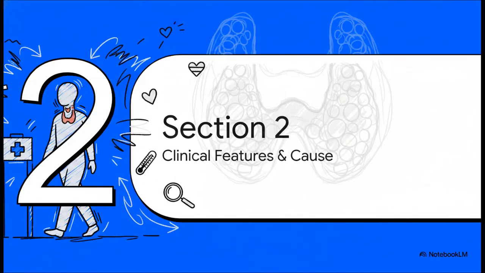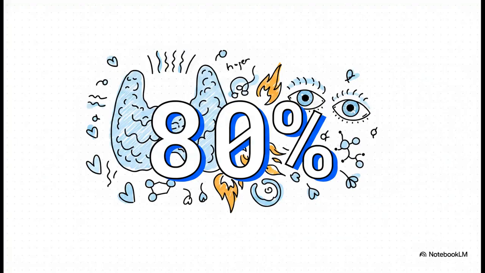All right, moving right along to Section 2, Clinical Features and Causes. We've got our definitions locked in, so let's talk about what's actually going to walk through your clinic door. 80%. This is an absolute must-know statistic for your revision. Graves' disease accounts for a staggering 80% of all thyrotoxicosis cases. It is by far the biggest player here. So statistically speaking, when you're looking at a hyperthyroid patient, Graves should be front and center in your mind.